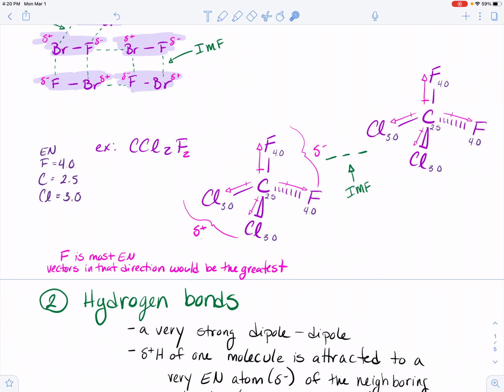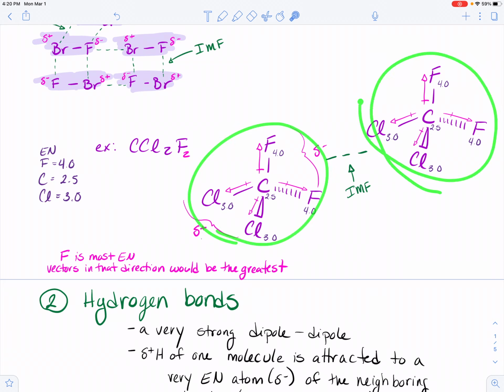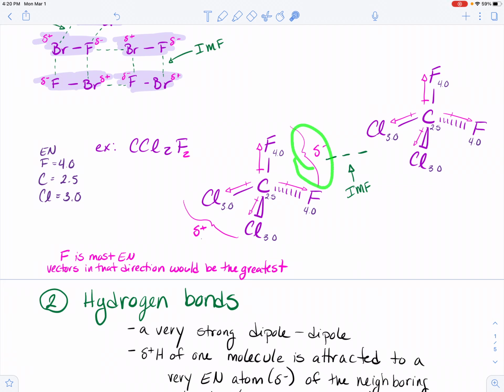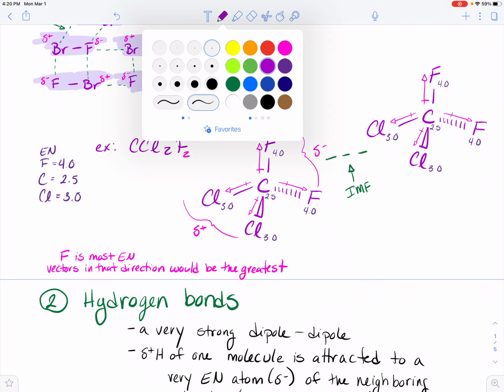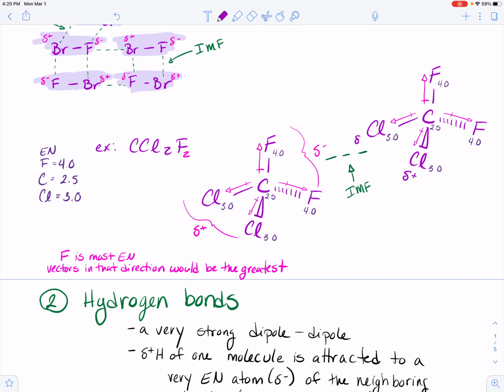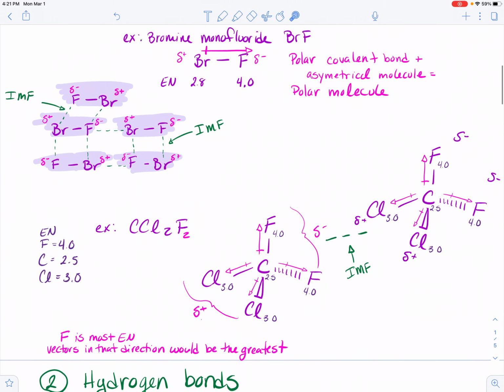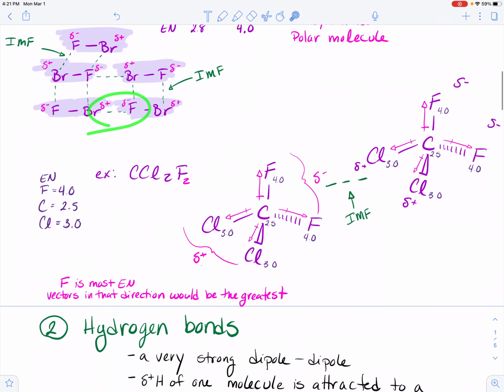When this molecule comes near another molecule, the partial negative side of one is going to attract the partial positive side of the other molecule. This side has that partial positive charge, and this side has that partial negative charge. This partial negative attracts these partial positives and creates a weak intermolecular force that holds these close together. That's what a dipole-dipole is. It's the attraction of these two oppositely charged poles, and those poles exist on polar molecules.